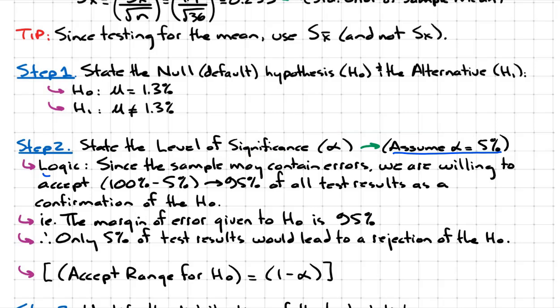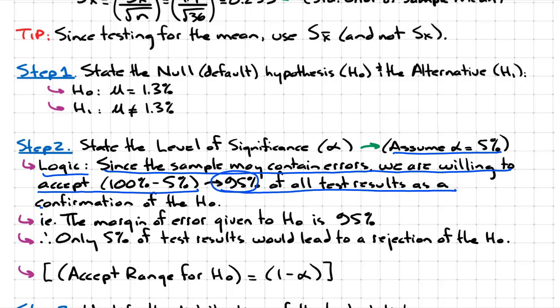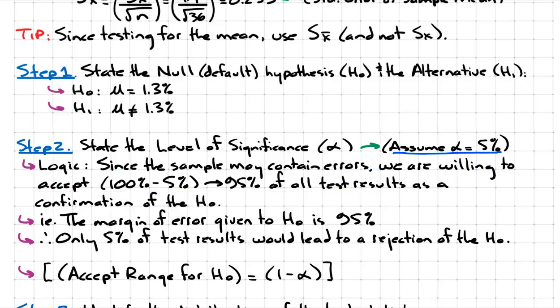Here's the logic. Since the sample may contain errors, we are willing to accept the complement of the level of significance, which would be 95% of all test results, as a confirmation of the null. Let me go over that again. When the level of significance is 5%, that means we're willing to accept 95% of all test results as a confirmation of the null. Why are you doing this?